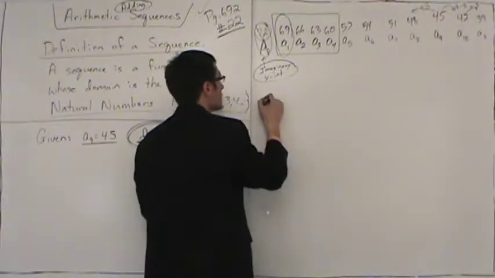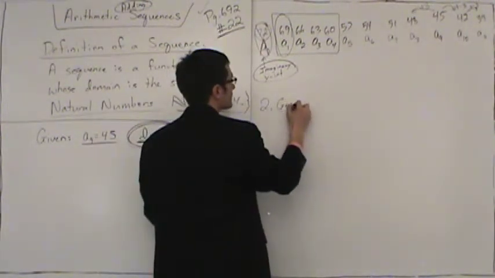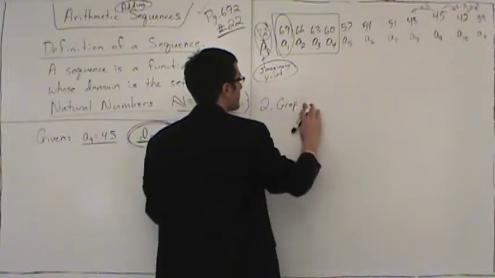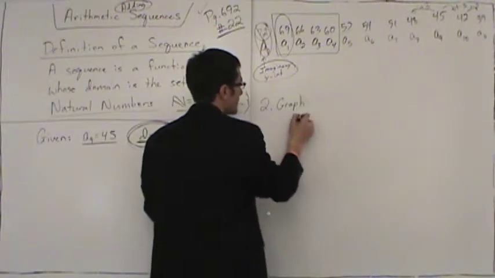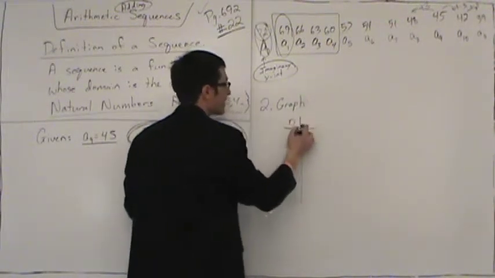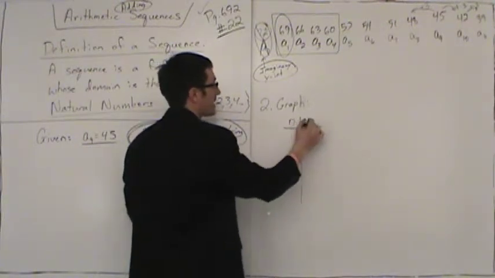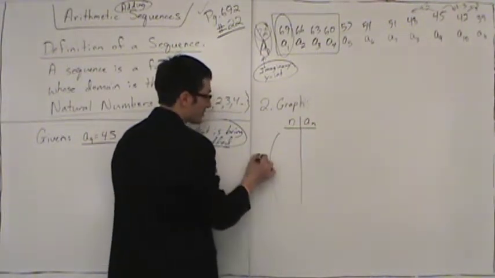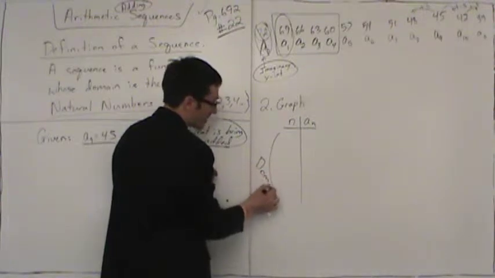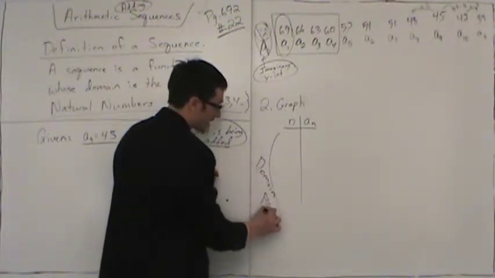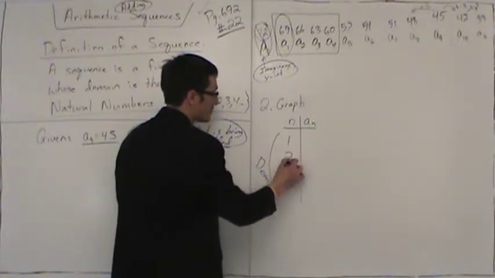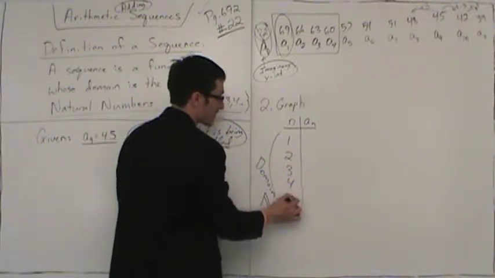Now, step two is to graph. We're going to make a t-table again. The t-table is in terms of n for x. We're not using x and y: n and a sub n. Input is called domain, and the domain is the set of natural numbers: 1, 2, 3, 4, and this goes on forever. So put dot, dot, dot in your t-table.